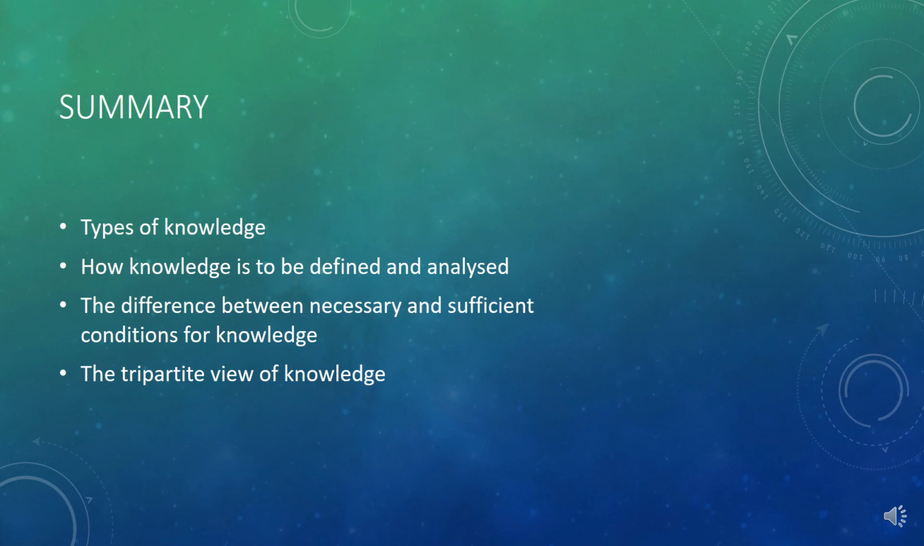So in summary today, we've looked at the different types of knowledge. We've defined three different types. We've looked at how knowledge is to be defined and analysed with the help of Linda Zagzebski. We've looked at the difference between necessary and sufficient conditions for knowledge and how that helps to define a concept. And finally, we've explored the tripartite view of knowledge, that knowledge is a justified true belief.